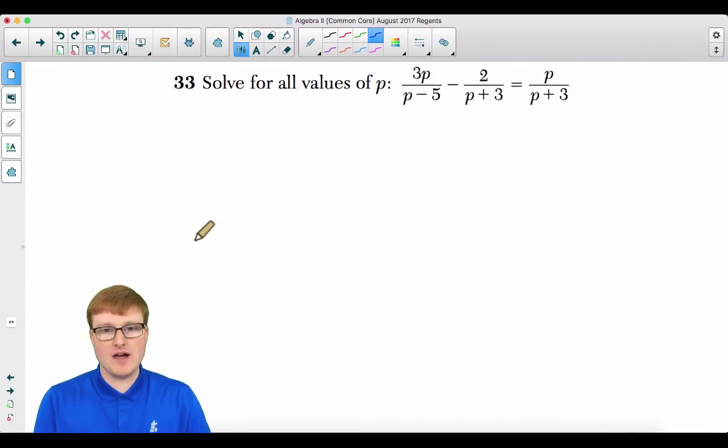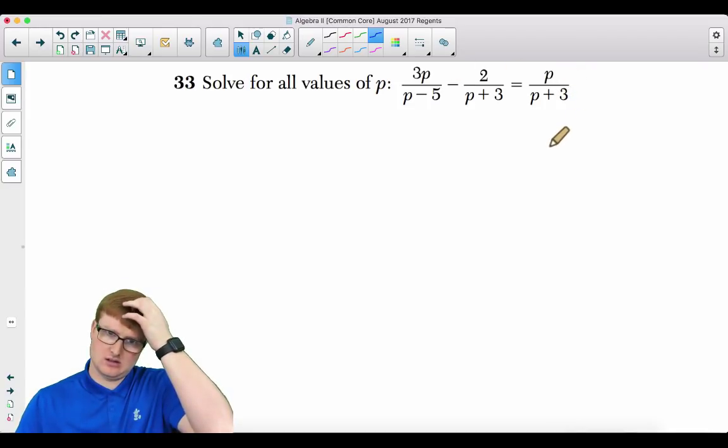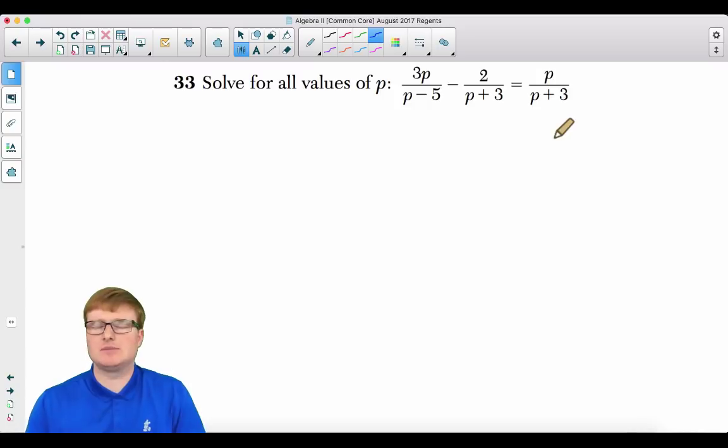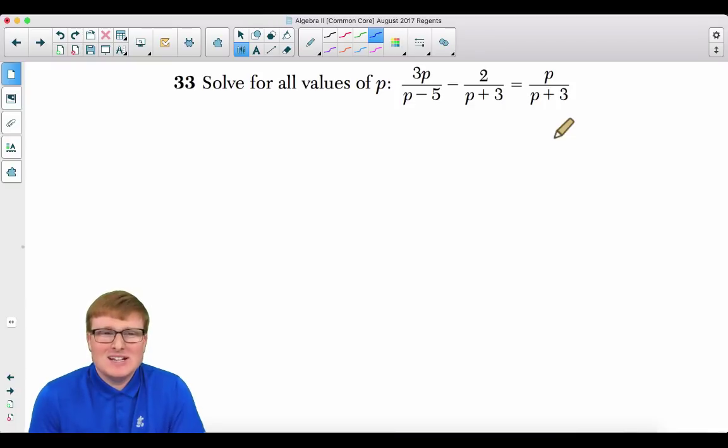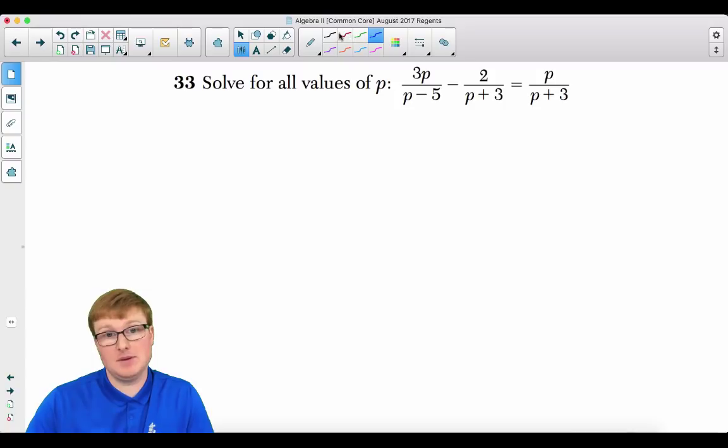Show for all values of p that this is equal to this. No, sorry. I'm saying show. Why? What's wrong with me? Okay, you know what? It's late. Solve. I was asking, like, show? What does that mean? Solve for all values of p. God, I need sleep.